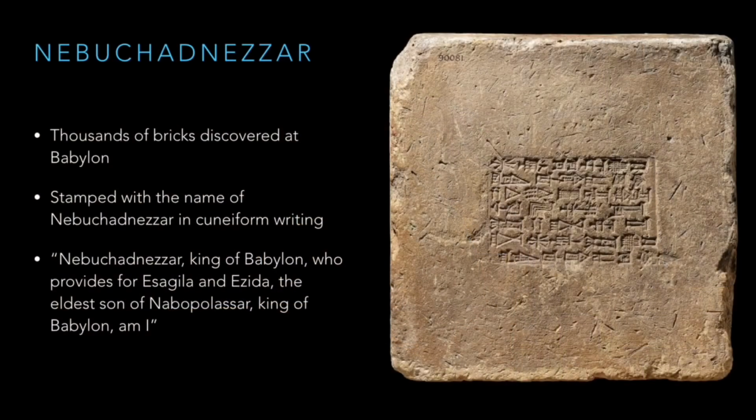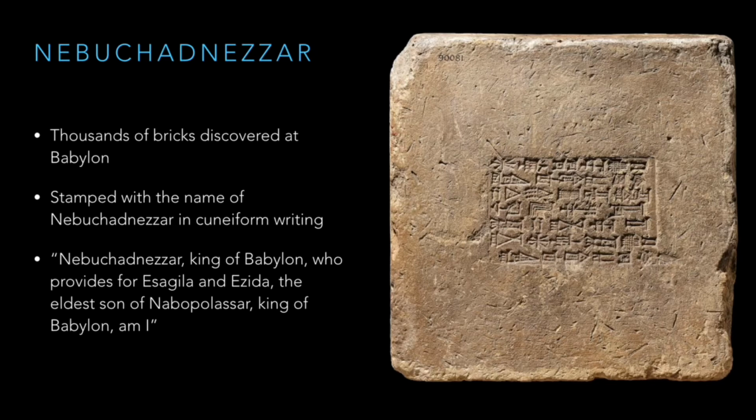While Robert Koldewey's excavations didn't find evidence of a garden, they did find thousands of these. These are mud bricks which were actually stamped with the name of Nebuchadnezzar in cuneiform writing. This is what it says. Nebuchadnezzar, king of Babylon, who provides for Esagila and Ezida, the eldest son of Nabopolassar, king of Babylon, am I. There are literally thousands of these bricks, and again you can see some of them in the British Museum.